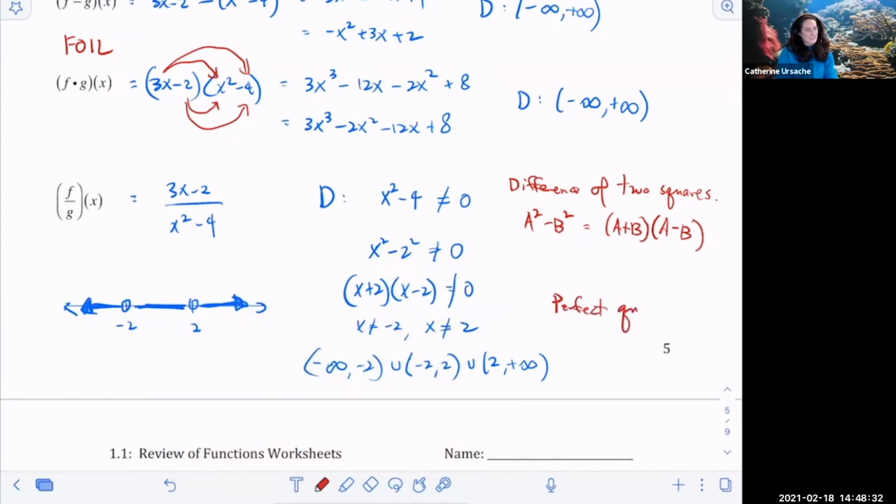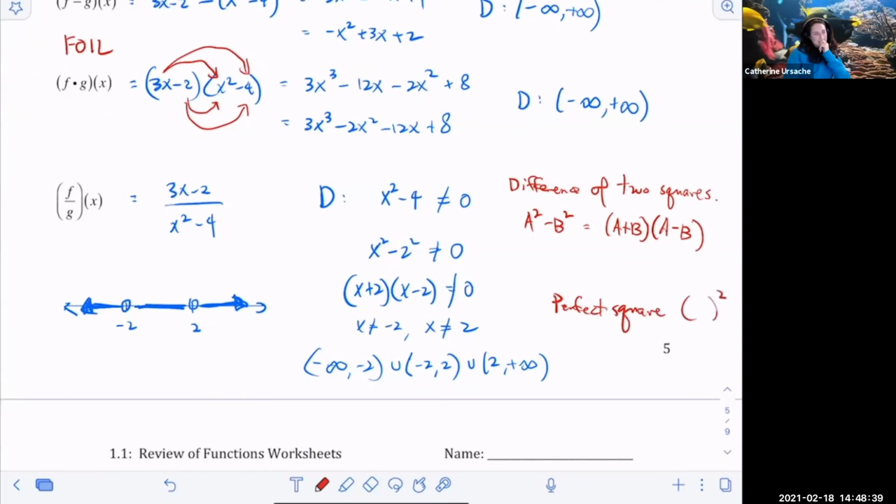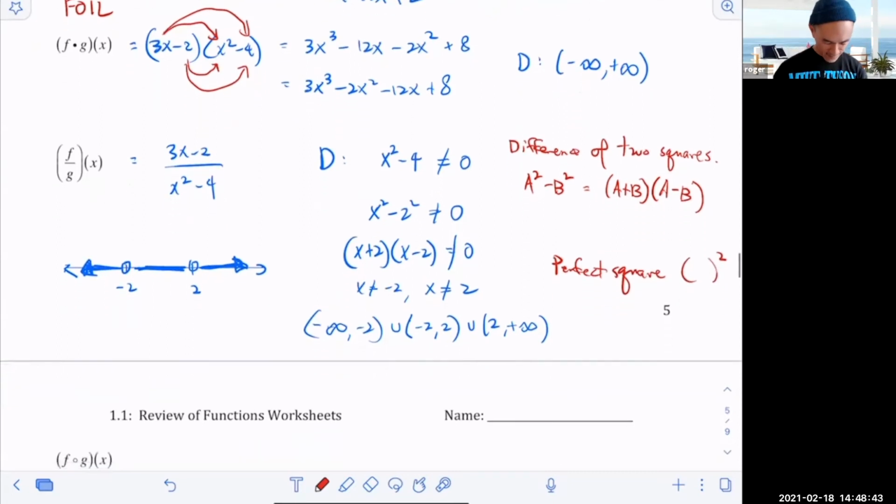A perfect square looks like this. It would be something like something squared. That would be a perfect square. Okay, I just want to make sure you knew that. In fact, I'll just erase this, but perfect.